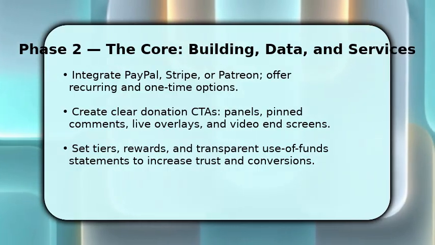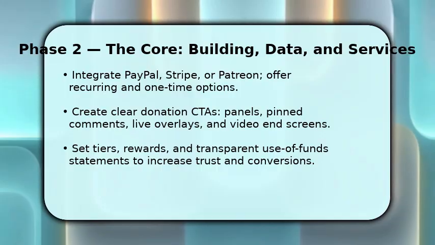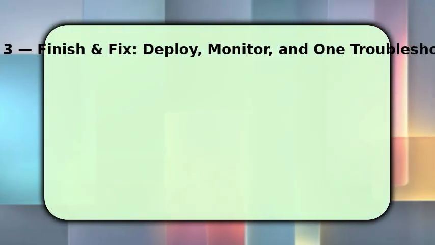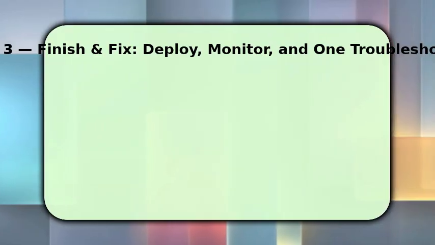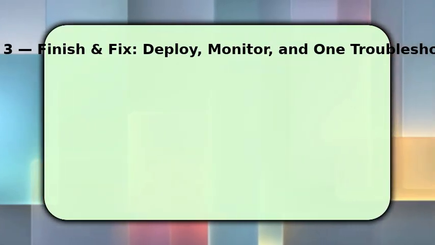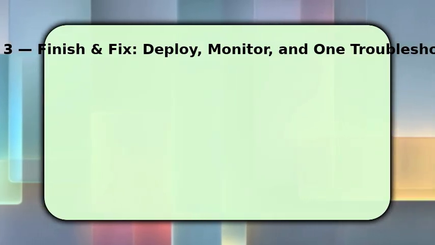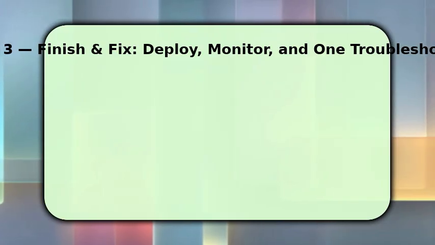You launch and iterate. Promote donation options in every live stream, premiere, and community post, and include CTAs in video starts and ends. Once active, monitor conversion percentage, average donation value, and donor retention. Then A/B test CTAs, rewards, and overlay placement to optimize.